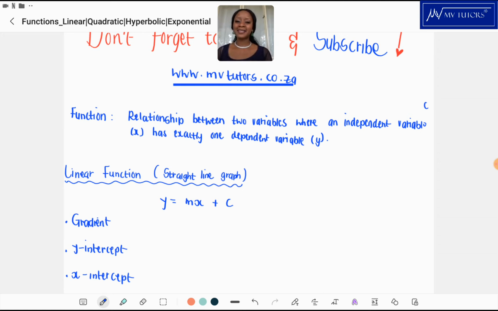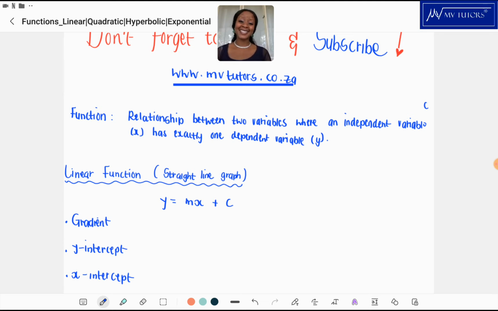But basically, in summary, a function is a relationship between two variables where the independent variable, that's x, has exactly one dependent variable, y. Okay, so we're going to first start with the linear function. Then we're going to carry over to the quadratic function. Thirdly, the hyperbolic function, and finally, the exponential function. And that's all you really need to know.